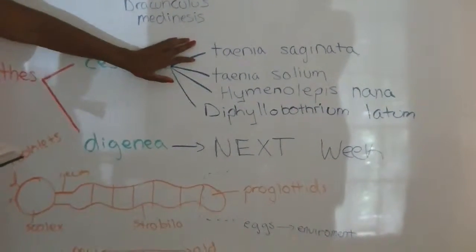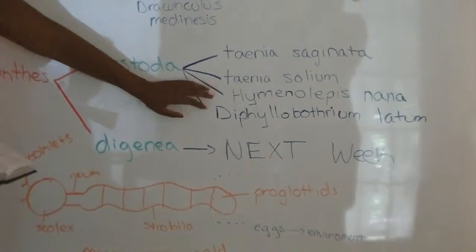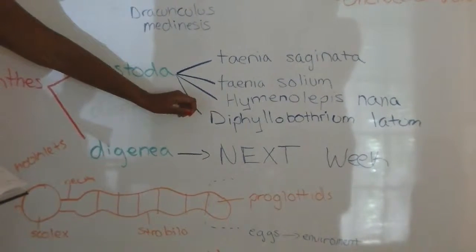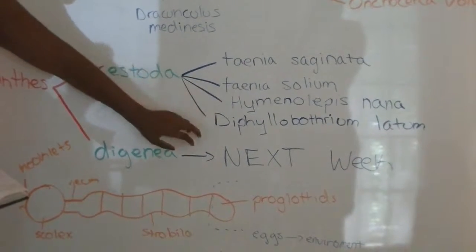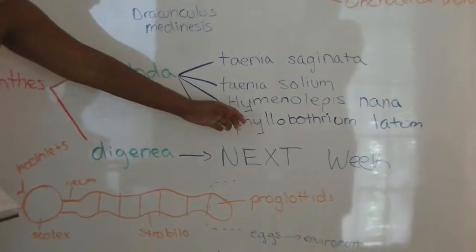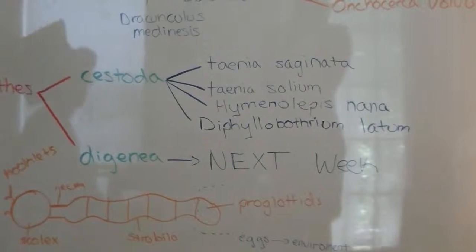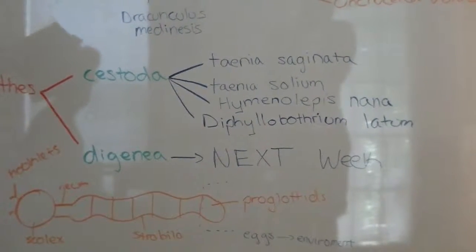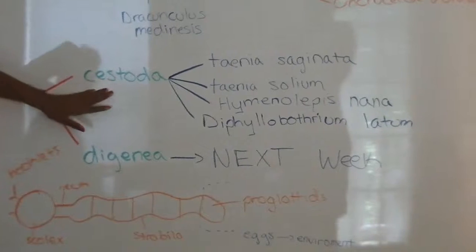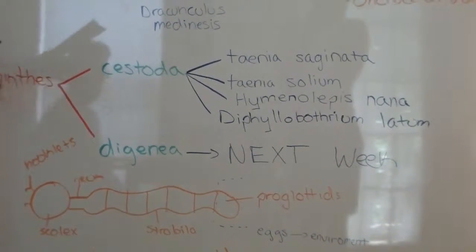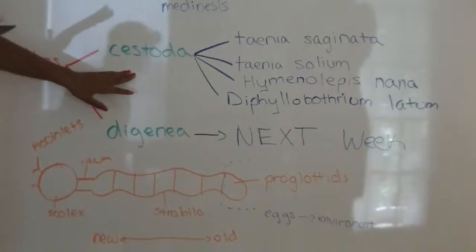So we have Taenia saginata, Taenia solium, we have Hymenolepis nana, and Diphyllobothrium latum. Okay? And these are segmented. So she emphasized that in class a lot. So we have to remember that these are segmented.